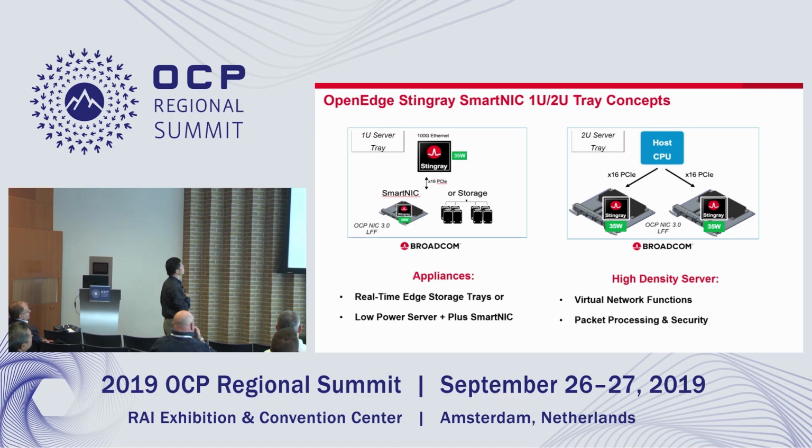Okay, and this is still a concept, right? There are a couple of possibilities for using this Stingray SmartNIC in a 1U or 2U tray. In the 1U tray concept, you could use the Stingray SoC as serving both the server and the NIC, and it could be built as an appliance for real-time edge storage or a low-power server plus SmartNIC. On the right-hand side is a 2U server tray where you could have a host CPU, and it can support two different SmartNIC devices. It's intended for high-density servers with virtual network functions, packet processing, and security.